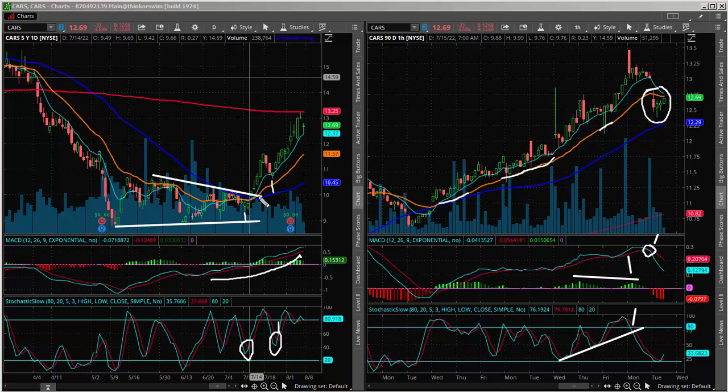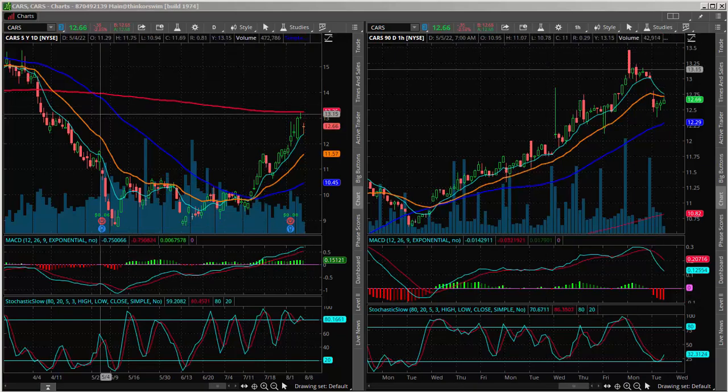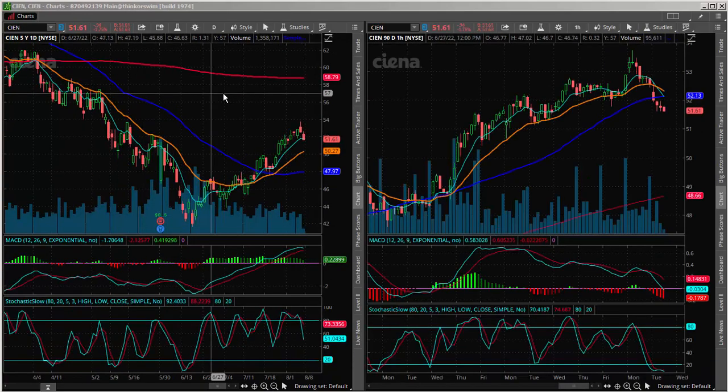So this was a good trade, bottomed over here, broke out at 10, moved up, came down and tested, moved up all the way to 13 on a percentage basis. That's a great trade. All right, Sienna.